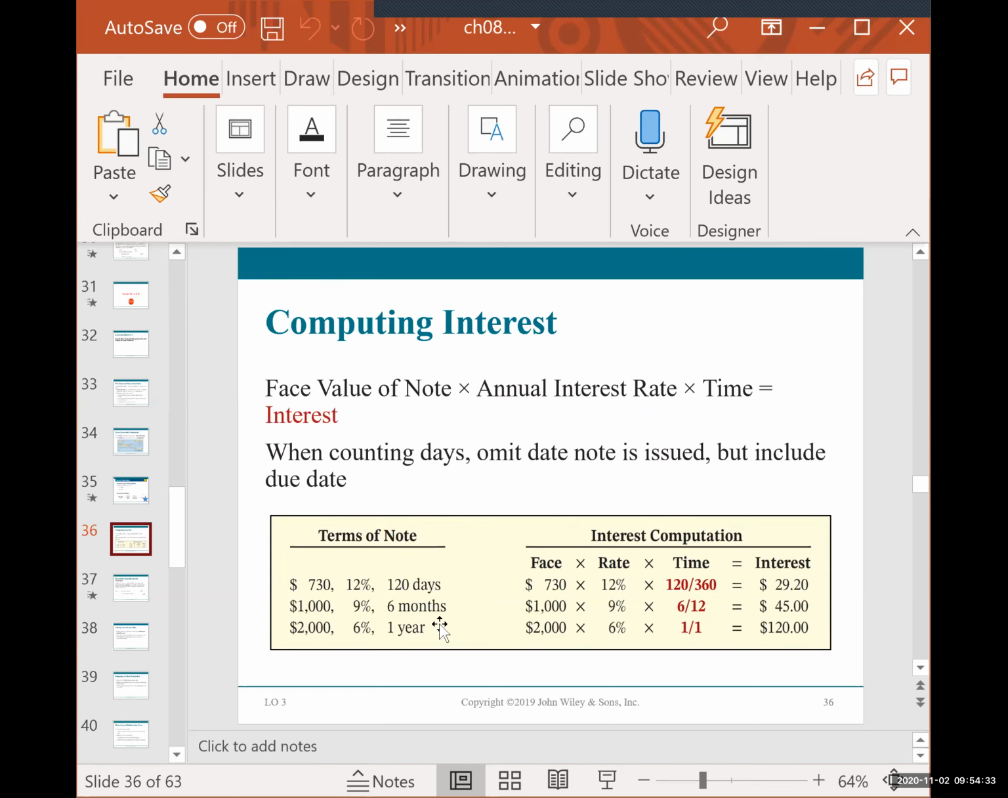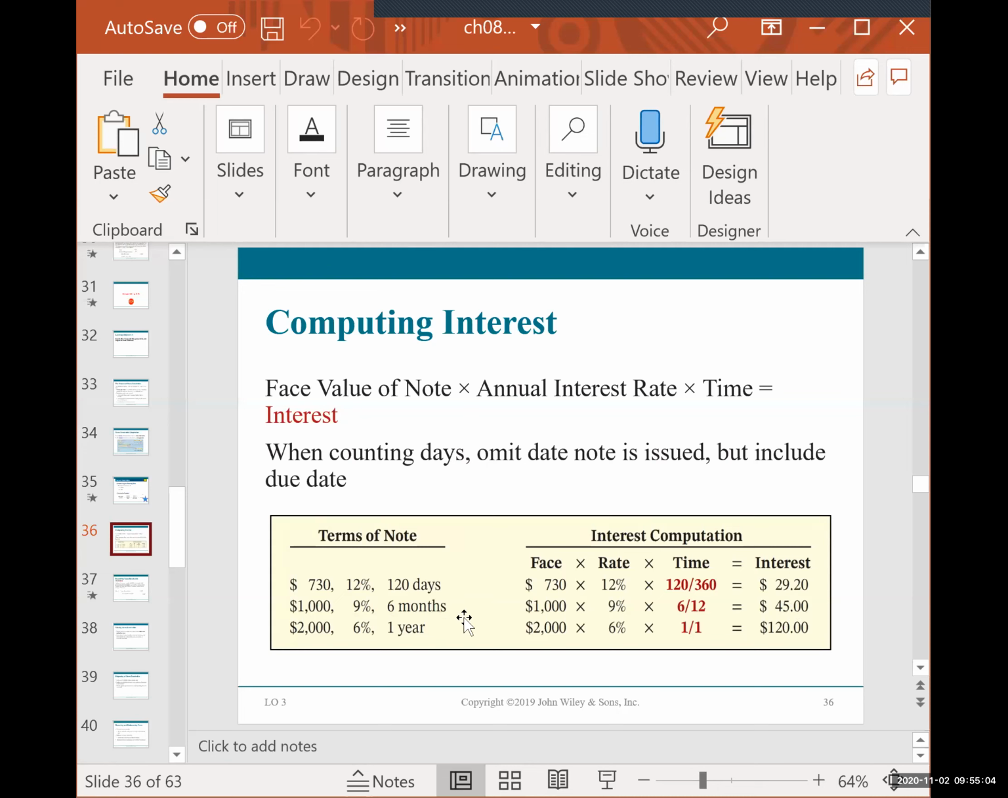Now, for the next one, it is a $1,000, 9%, 6-month loan. So if it's a month loan, the denominator on the bottom is going to be 12, okay? If it's a day loan, the denominator is going to be 360. If it's a month loan, it's going to be 12. And actually, the next one down shows a year over 1. You're not going to see any like that. You're either going to have a day note or a month note, okay?